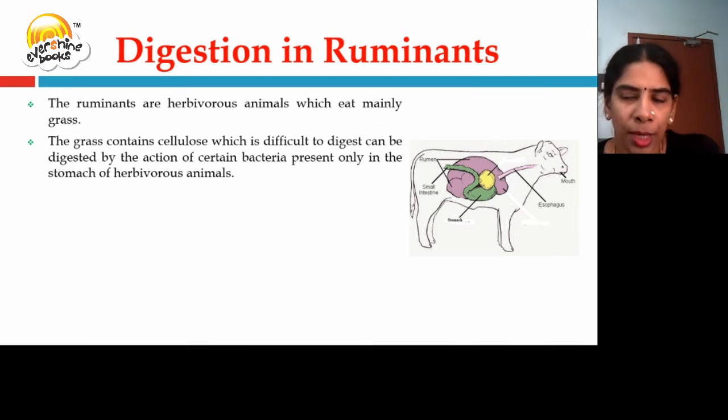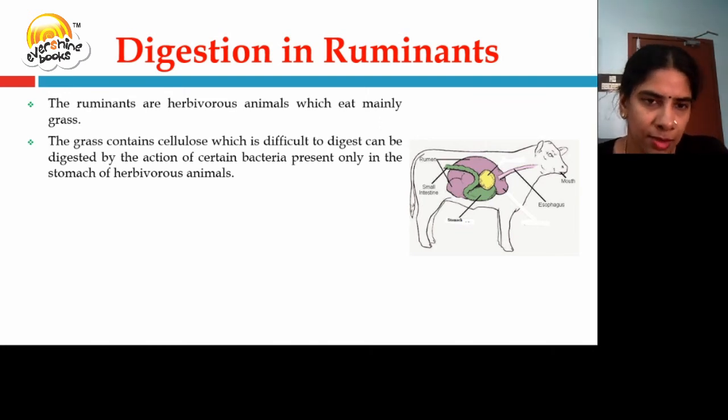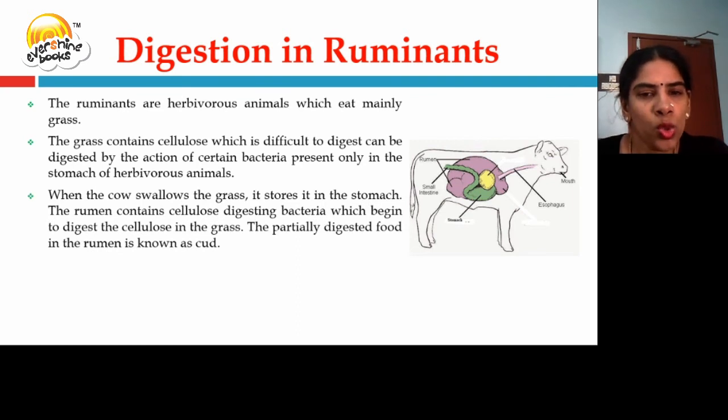So, ruminant or herbivorous animals eat mainly grass. Grass contains cellulose, which can be digested only by certain bacteria. These bacteria are present only in the stomach of the herbivorous animals. When the cow swallows the grass, what happens? It stores it in the stomach. Now, the rumen contains cellulose digesting bacteria, which begin to digest the cellulose in the grass. The partially digested food in the rumen is now known as cud.